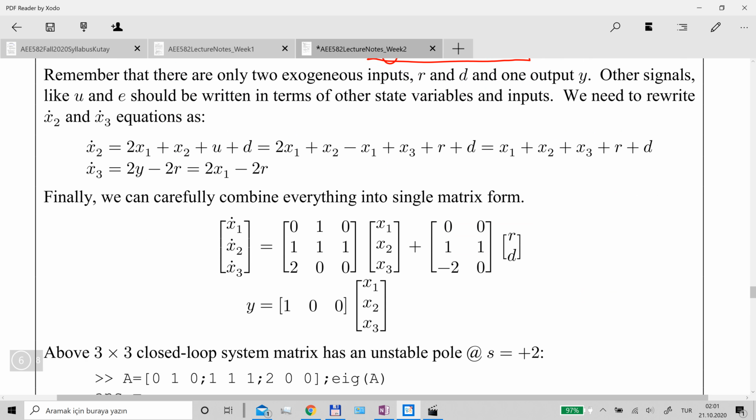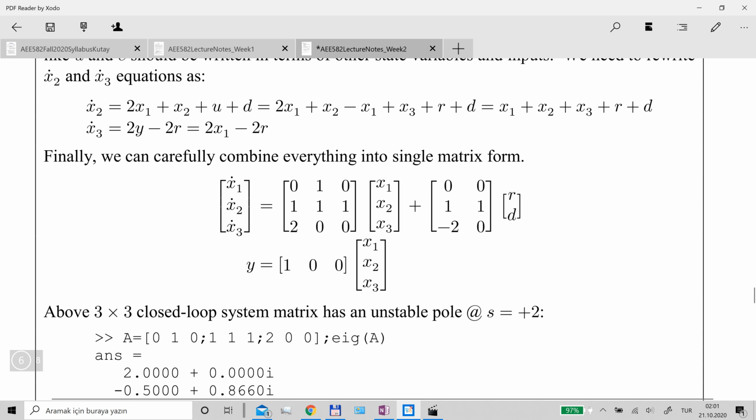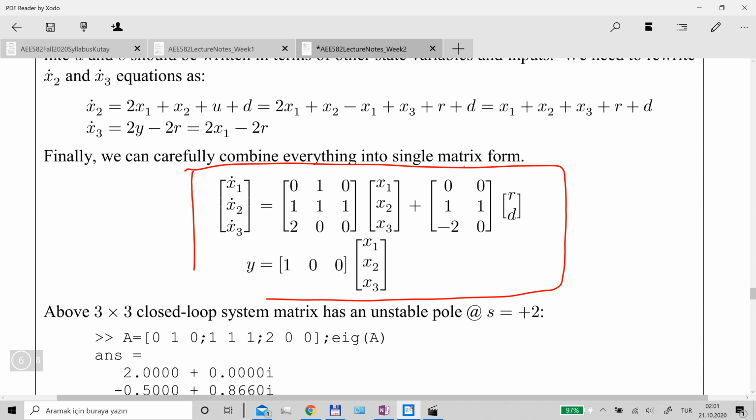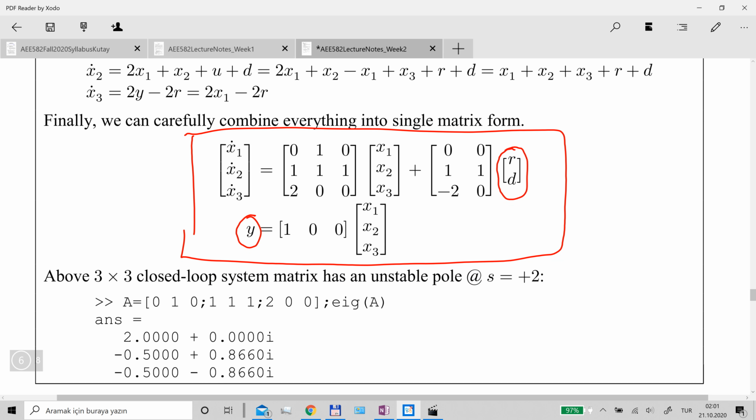So I have three state equations, and this can be put in the matrix form. So this is the state space model. There are two inputs, the reference signal and the external disturbance, and three state variables and one output, and that output was equal to the first state variable. And this is the state space model for that interconnected closed loop system.